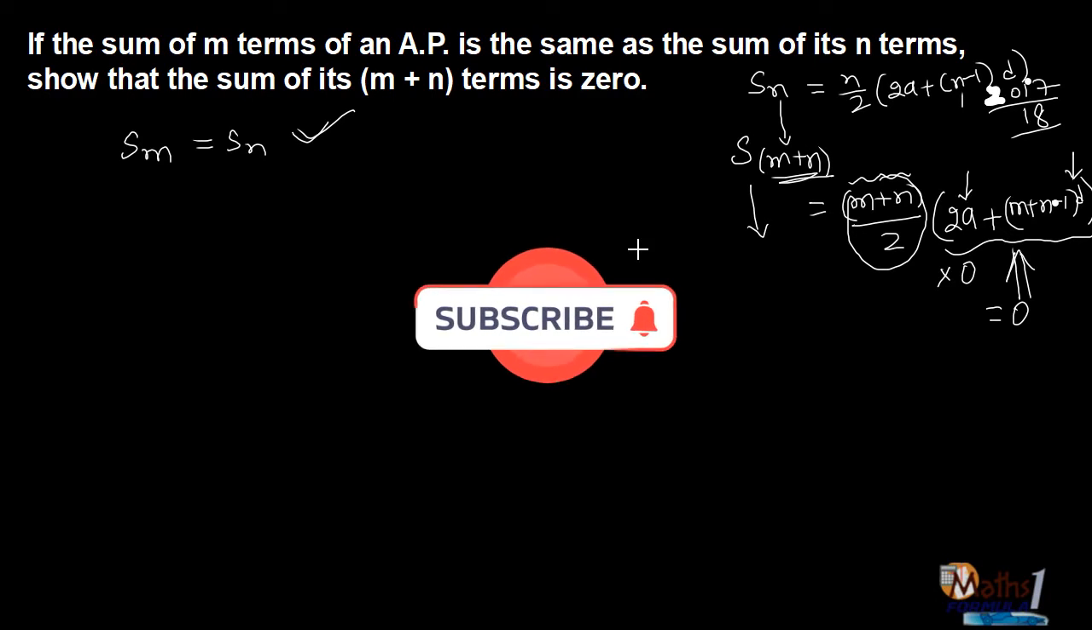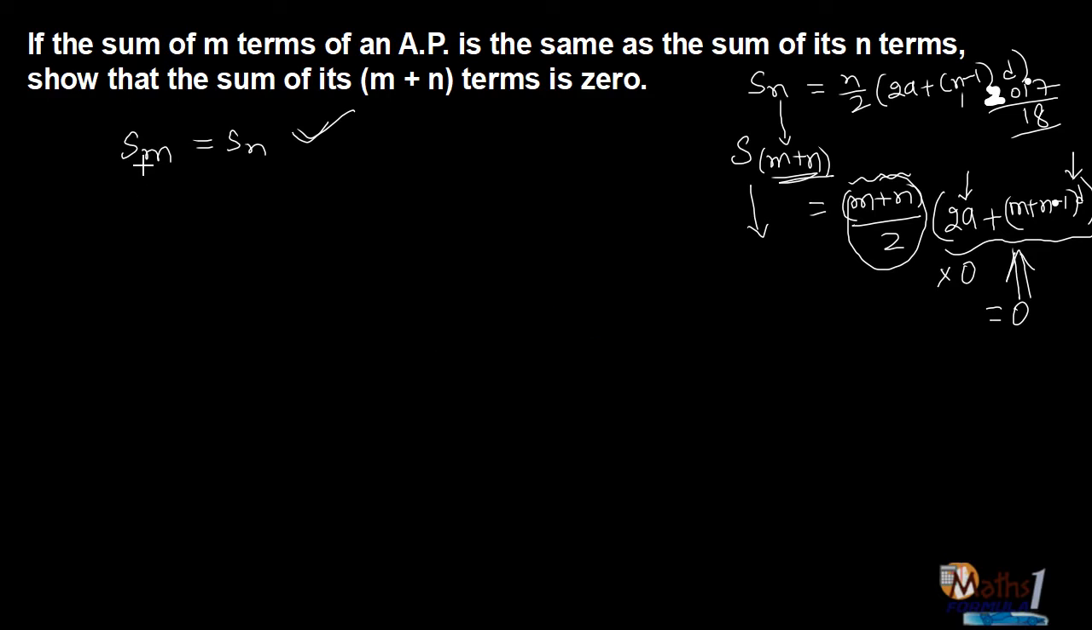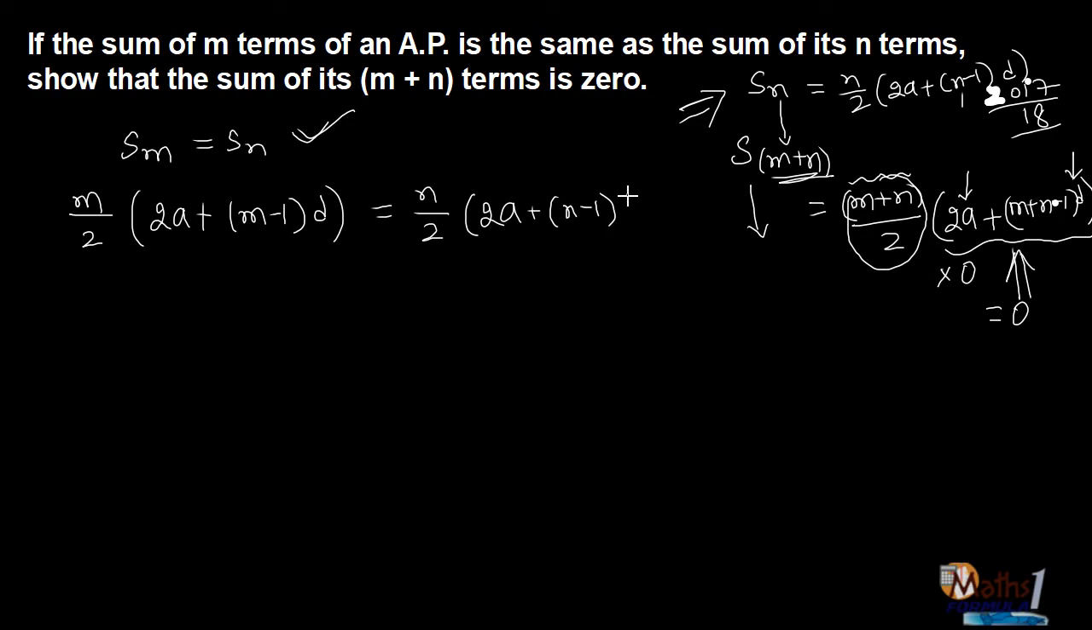So what are the options you have? Coming back to the sum of m terms, looking at that formula, I'm going to write the same thing, substituting m for n: m by 2 times 2a plus m minus 1 times d, equals, on this side S n is there, so I can straight away put n by 2 times 2a plus n minus 1 times d. This is what they have given. My main intention is to get this equal to 0 and then group these terms. Let's see what we can do.